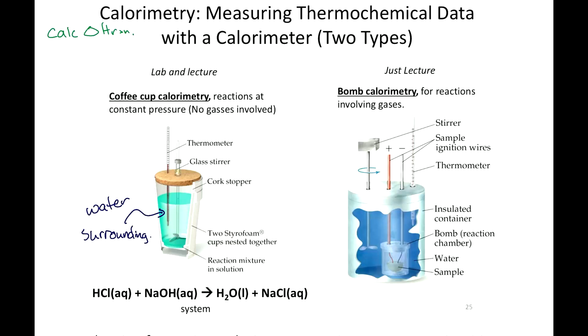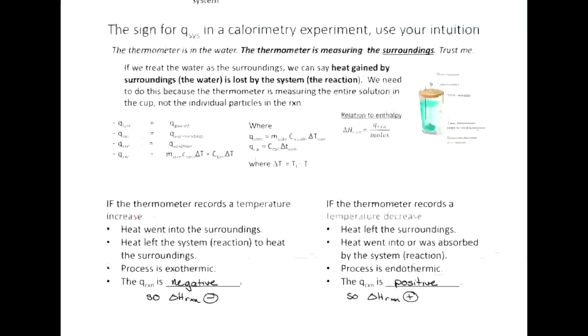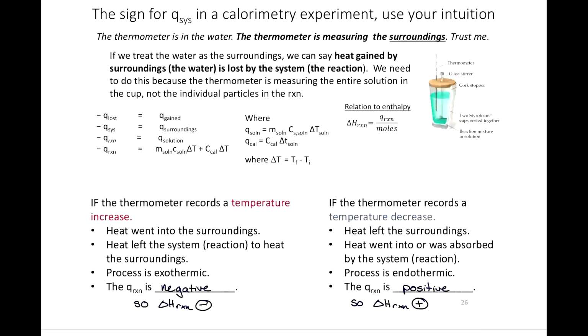So I'm measuring the temperature changes of the what? The system or the surroundings? The surroundings, because I'm measuring the water, and that's super, super important, all right? So the sign for Q is very, very important in calorimetry. And honestly, before you even do any calculations, what you need to do is observe what happens in your chemical reaction. Use your intuition to get the sign of delta H before you even do any calculations, right?